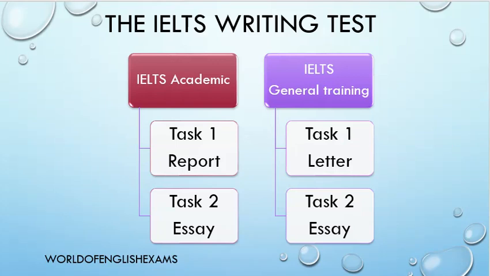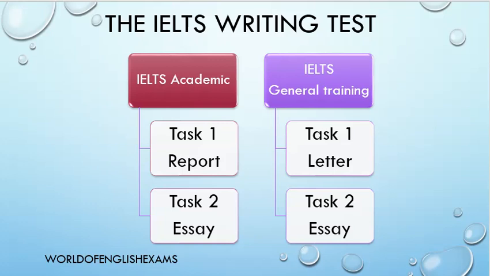So this is a perfect summarization of the IELTS academic and the IELTS general training tests. Basically, there are two tasks, as I told you, in each of the modules. Whether it is academic or whether it is general training, you have to attempt two tasks. And the time given to you for this is 60 minutes or 1 hour. Of course, no extra time will be given to complete this. So you need to plan accordingly. Time management is very important, guys.